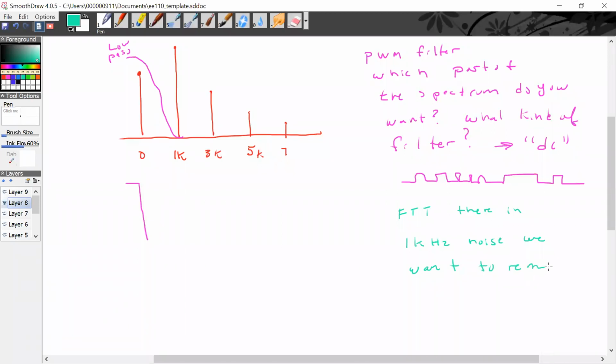Another question. I did the FFT of a signal, and it turns out there's a kilohertz noise I don't want. I want to get rid of it. So what do I want to get rid of? Well, I want to get rid of this one. How do I get rid of it? A notch filter.